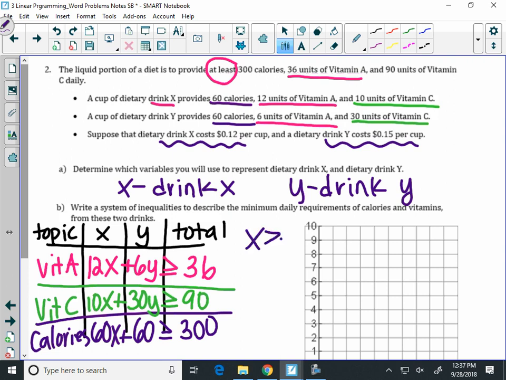So this time we have 3 equations plus which ones? X is greater than or equal to 0. Y is greater than or equal to 0. So really, how many lines do I have to graph? 5. All right. Let's start working on that.